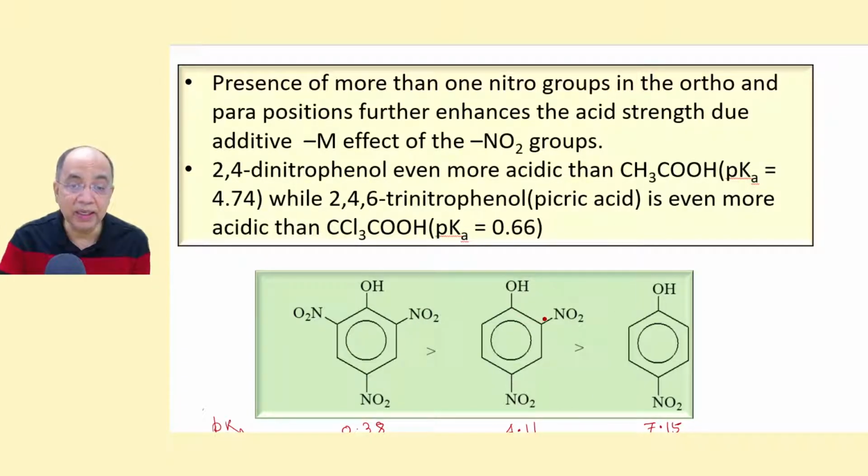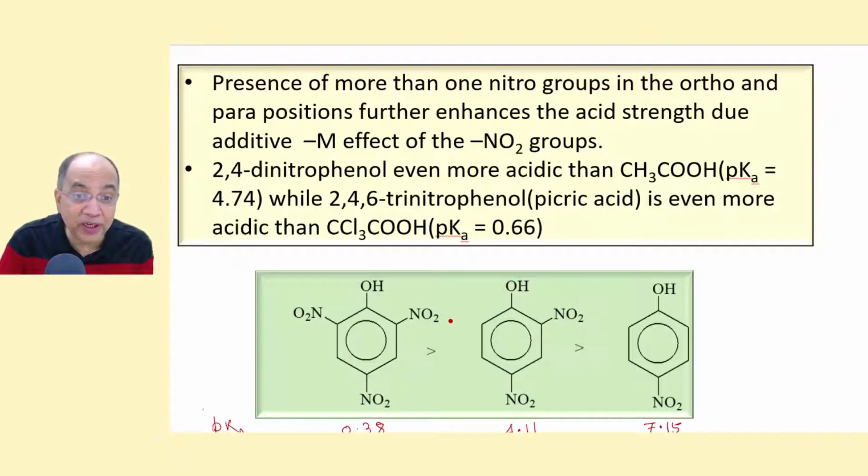Do you understand? And it is even more acidic than acetic acid, because for acetic acid the pKa is 4.74, this is 4.11. So this is not carboxylic acid, this is phenol. I told you in general that phenolic compounds are weaker than benzoic acids. But here is an example where two nitro groups make the acid strength even stronger than carboxylic acid. Right? 4.11, stronger than acetic acid.